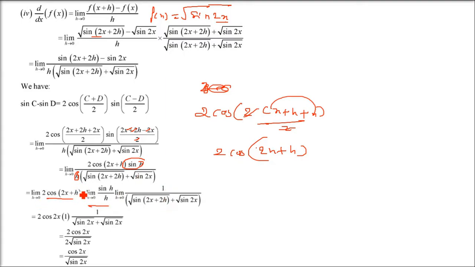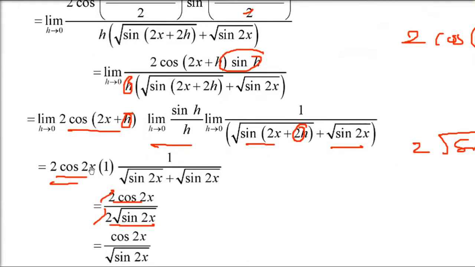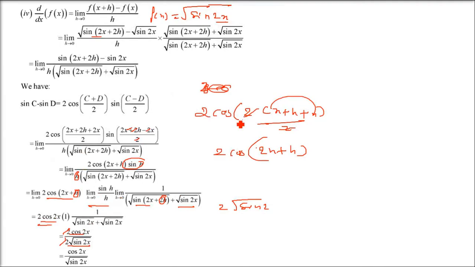H, put h as 0. This h is 0. So 2 cos 2x you got. Here h is 0, so you have under root sin 2x plus under root sin 2x. That is 2 under root sin 2x. So 2 under root sin 2x in the denominator and 2 cos 2x in the numerator. 2 gets cancelled. Cos 2x by under root sin 2x. This is the final one. Let me tell you, 2 cos 2x was already there. 2h is 0. So 2 sin 2x under root.